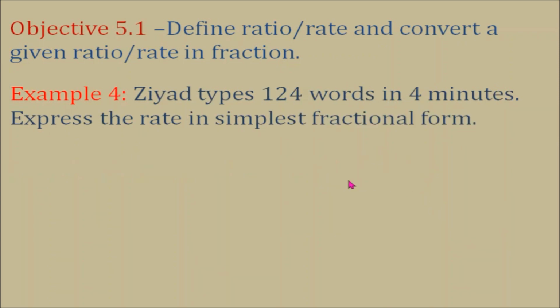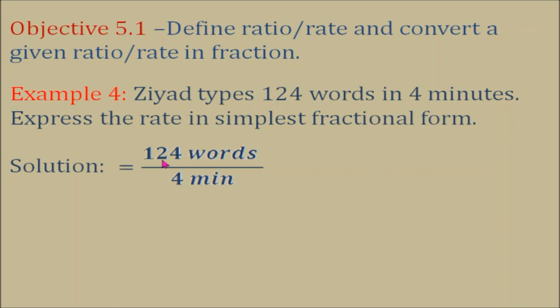2/15. Example number 4. Ziad types 124 words in 4 minutes. Express the rate in simplest fractional form. So this is our solution. 124 words over 4 minutes. 124 divided by 4, that's 31. So that's 31 words per minute. So the units are not cancelled out.